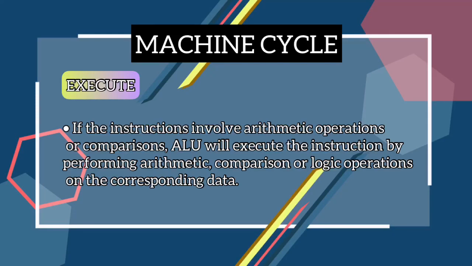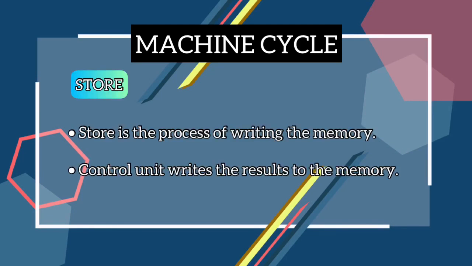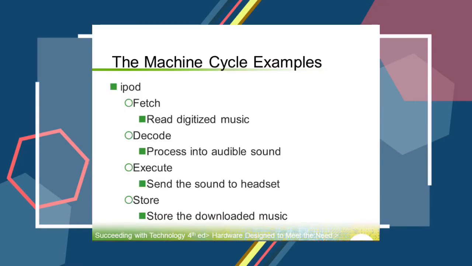If the instructions involve arithmetic operations or comparisons, ALU will execute the instruction by performing arithmetic, comparison, or logic operations on the corresponding data. The last step is store. Store is the process of writing to the memory, where the control unit writes the results back to the memory. The following picture shows the example of machine cycle in iPod.